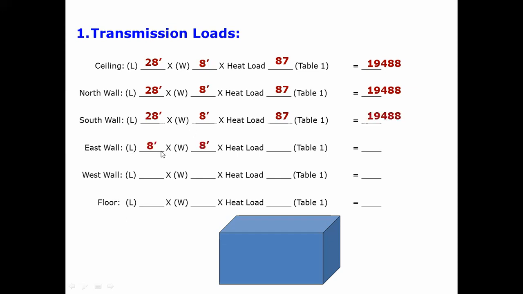East wall also it will be different. East wall will be 8 and 8. Height will be 8 and width also will be 8. So heat load will be same. This is the value. West wall will be the same. And what about the floor? The floor heat load will be different because its material and thickness is different. So we can see that also. Okay.